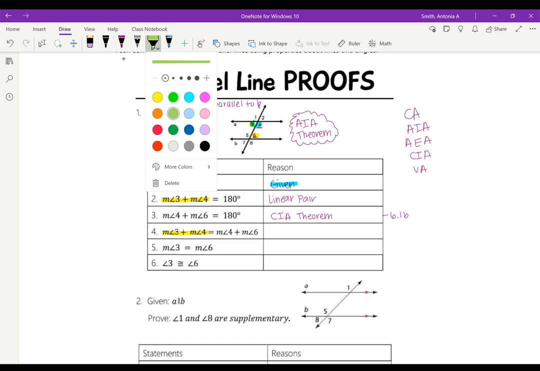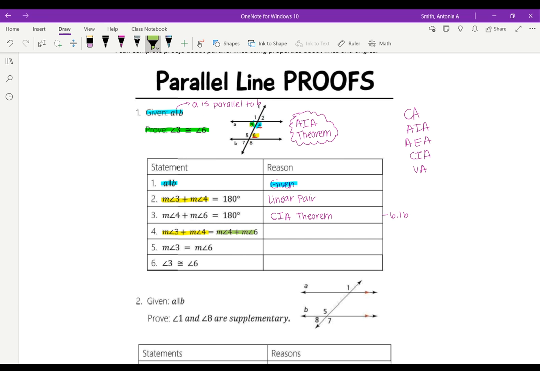Okay, and where do we see the measure of angle 4 plus the measure of angle 6? That's in step number 3. Okay, so we're getting step number 4 from 2 and 3. What do 2 and 3 also have in common? Well, they both equal 180 degrees.